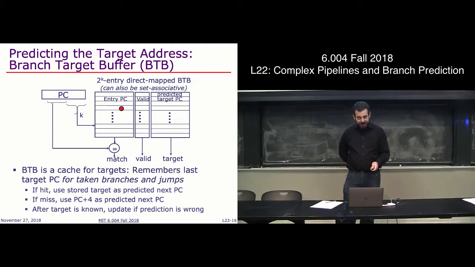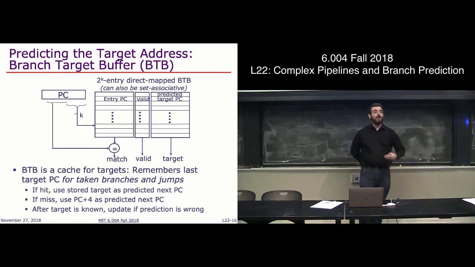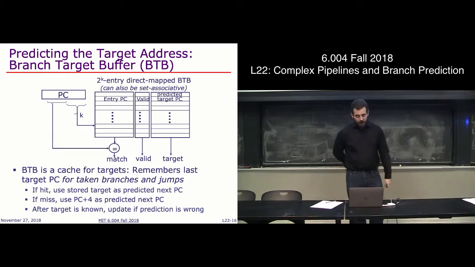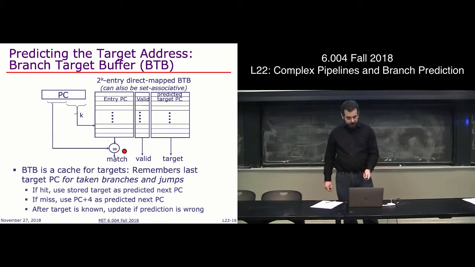We have a tag, we have the target PC, the predicted PC for this PC, and then we have a valid bit, just like a cache, right? But instead of being a cache for data, this is a cache of predictions. It's telling us, for this PC, what is the next PC that you should run? And so the way that we're going to manage this is if there's a hit, we're going to take it, right? If there's a match here, we're going to take the target and use it as the next PC.